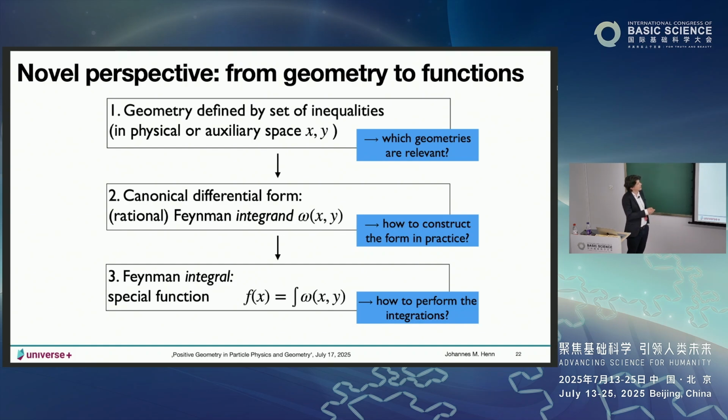We start with these inequalities. Mathematicians like to call it a semi-algebraic set. It depends on some auxiliary variables, which will be the loop variables, and it can also have some physical parameters x, which are the momenta or masses of the process. Here for a moment, I'm talking about massless amplitudes. Then in a second step, you determine this canonical form, and that, as I said, corresponds to the Feynman integrand. Once we have a form, we can think about what happens when we perform the integration. When we integrate over a suitable integration region, we get the special functions that appear in the final answer.